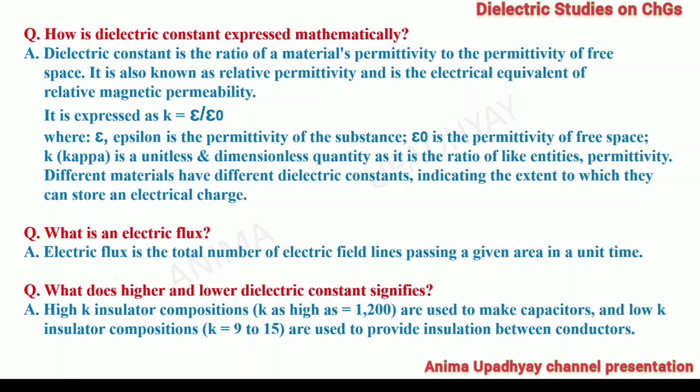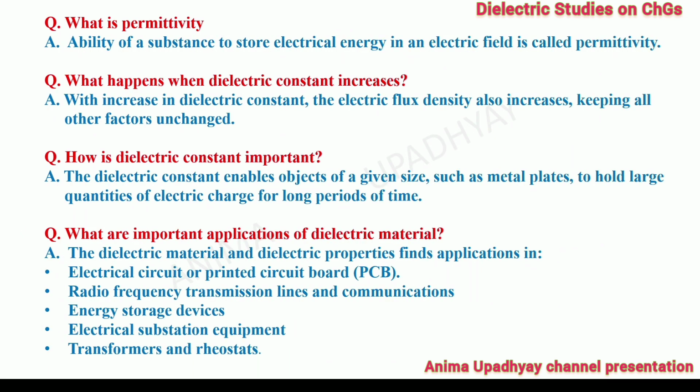What does higher and lower dielectric constant signify? Higher K insulator compositions, as high as 1200, are used to make capacitors, and low K insulator compositions, where K is equal to 9 to 15, are used to provide insulation between conductors. What is permittivity? Ability of a substance to store electrical energy in an electric field is called permittivity.